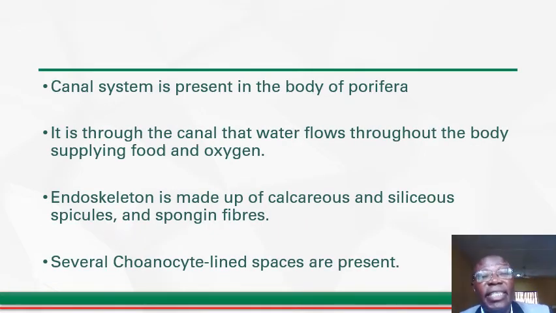Then there is a canal system that is present in the body of Porifera. It is through this canal that water flows throughout the body, and it is the flow of the water that supplies the organism with food as well as oxygen. They also have an endoskeleton, and this endoskeleton is made up of calcareous and siliceous spicules and spongin fibers. That is the nature of the endoskeleton that is found in the sponges.